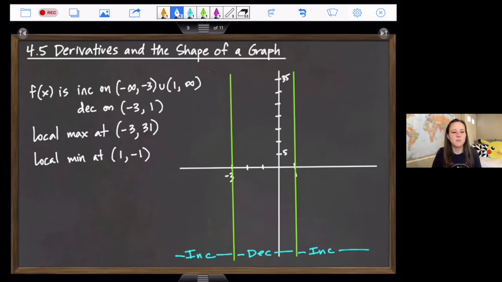So I'm going to plot my local maximum at (-3, 31). So (-3, 31) is going to be a little bit above that 30 tick mark. So we'll keep that on my final graph. And then I also want one at (1, -1). That's going to be very close to the x-axis. I have to keep the same scale on the y-axis down here, so that has to be -5. So (1, -1), our local minimum, is going to be super close to the x-axis.